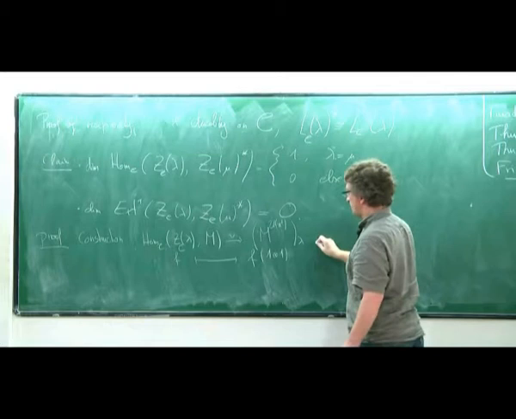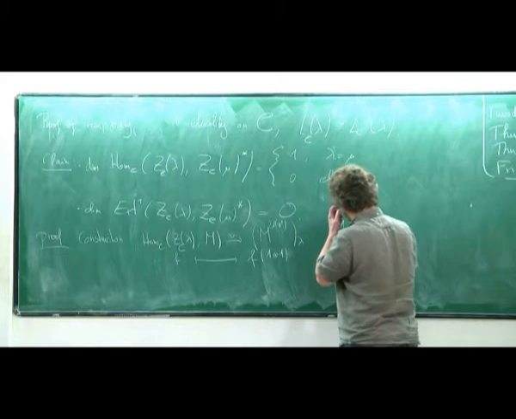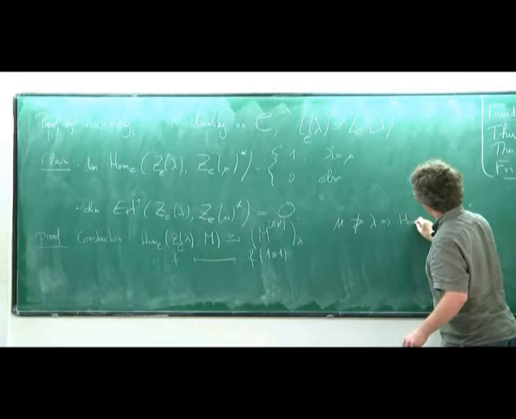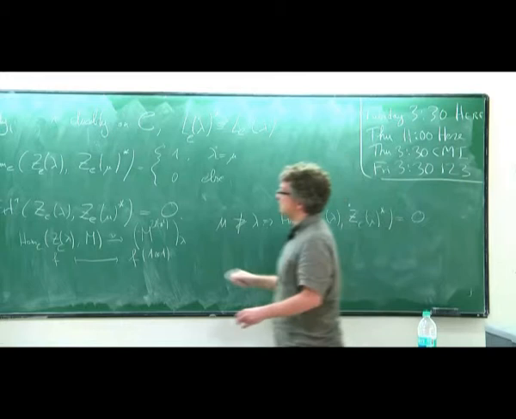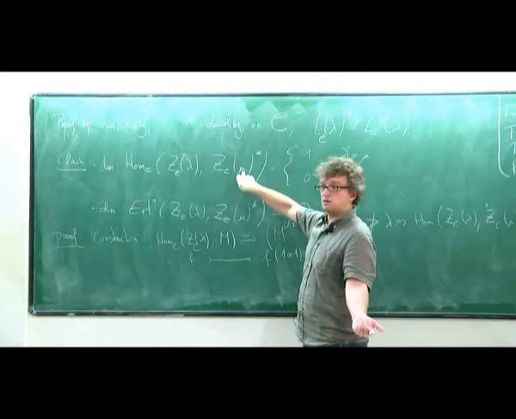So if mu is not bigger or equal to lambda, then Hom_C(Z_C lambda, Z_C mu dual) is the zero space because there's not even a lambda weight. Because mu is the highest weight here, so this is zero.